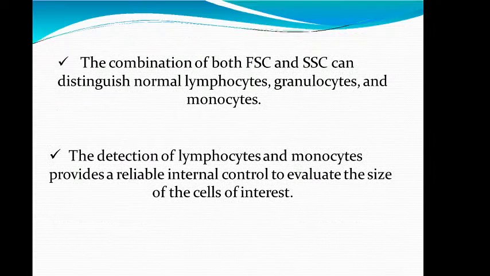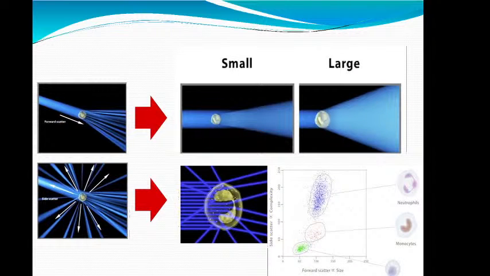So this is the main thing which is there in case of forward scattering and side scattering. From the forward scattering we are able to know the size of the cell.